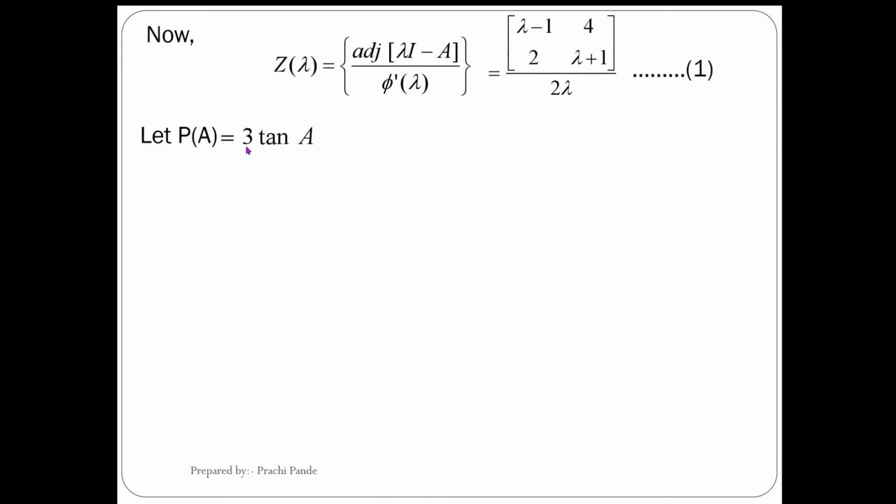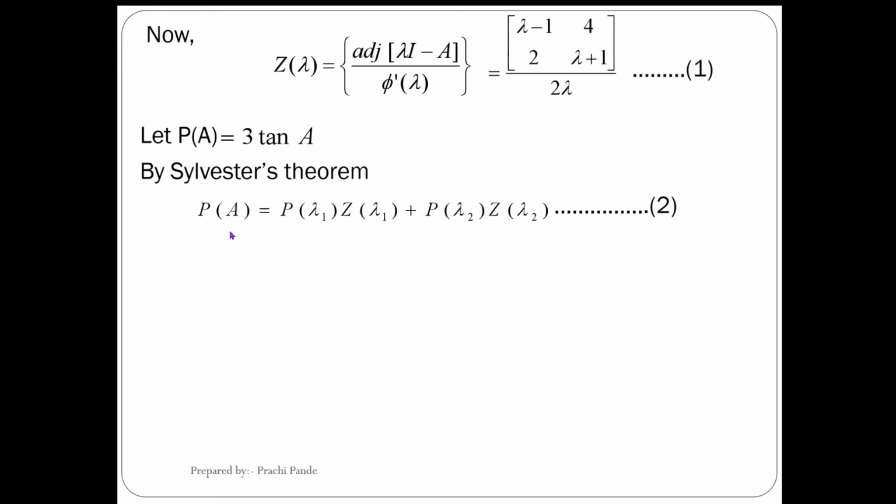Now we have to verify that 3 tan A is equal to tan 3 times A. So the left hand side becomes our P of A. So here P of A is equal to 3 times tan A. And by Sylvester theorem, for two eigenvalues we have the formula P of A is equal to P of lambda 1 into Z of lambda 1 plus P of lambda 2 into Z of lambda 2. Call it equation number 2. And now let us find the values for Z of lambda 1 and Z of lambda 2 by substituting lambda 1 and lambda 2 in equation 1.